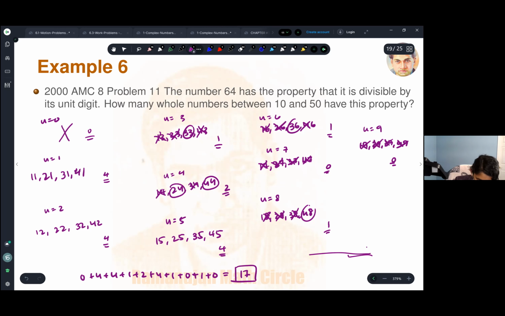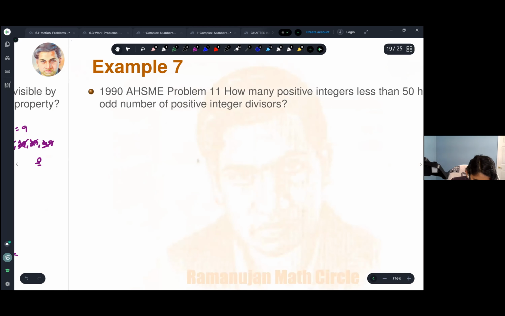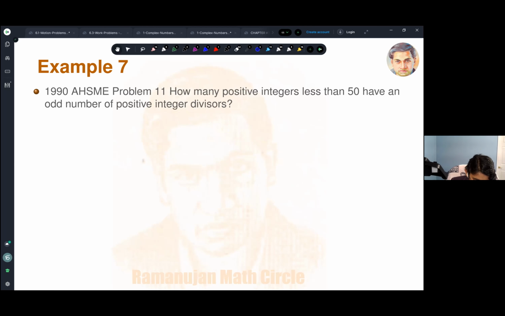Okay. So next example: how many positive integers less than 50 have an odd number of positive integer divisors? Through this, we can discover a property, which I will talk about when we solve the problem together.